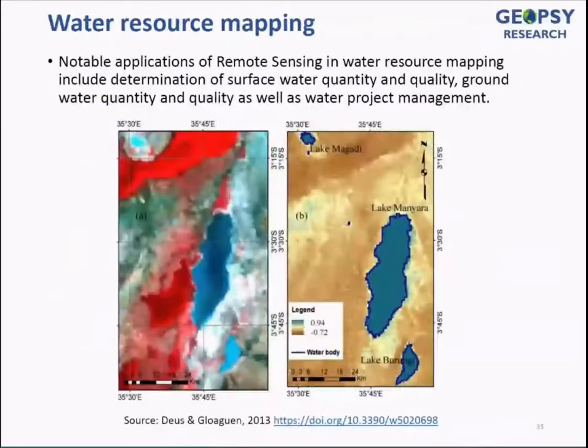In terms of the applications, why should anybody be interested in remote sensing? Particularly when you talk about remote sensing and natural resources. One of the areas of application is water resource mapping. For example, mapping surface water characteristics. That is one of the areas of application where remote sensing is being used.